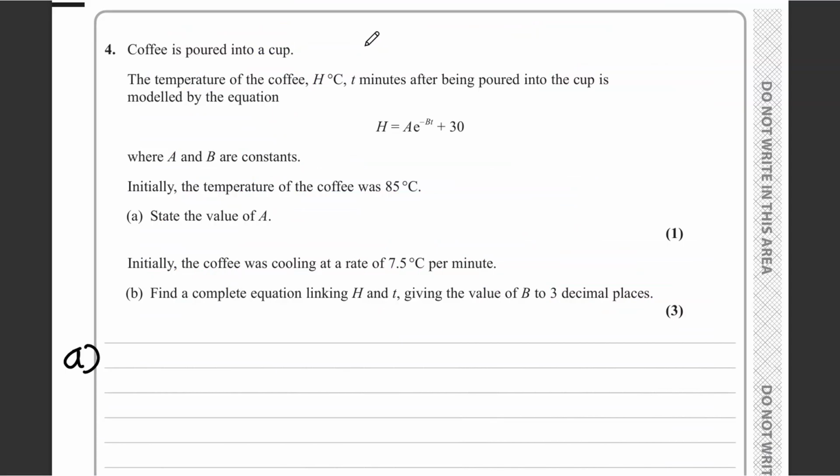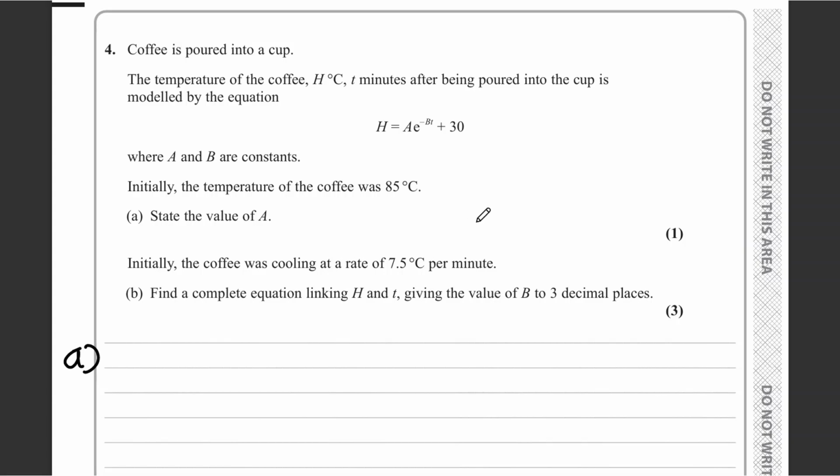Okay, so for question 4, we're told that coffee is poured into a cup, and the temperature of the coffee, which is H degrees Celsius, T minutes after being poured into the cup, is modelled by this equation here, where H is equal to Ae to the power of minus Bt plus 30, where A and B are constants. And we're told that initially the temperature of the coffee was 85 degrees Celsius, and for part A, for 1 mark, we need to state the value of A.